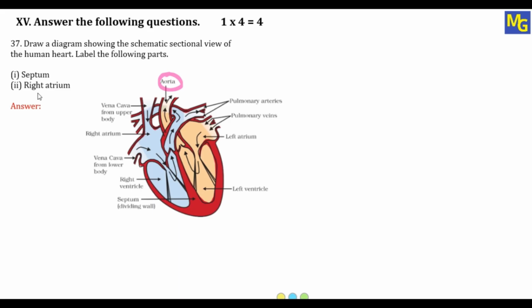But in this question they have asked only two. So now we can mark these two. Here it is asked right atrium, so we have to write this right atrium and then we have to write this septum. In this exam they have asked these two labelings, but in another exam they may ask other labelings. So whenever you practice at home, practice with all the labelings so that you can answer any such type of question in your exam.